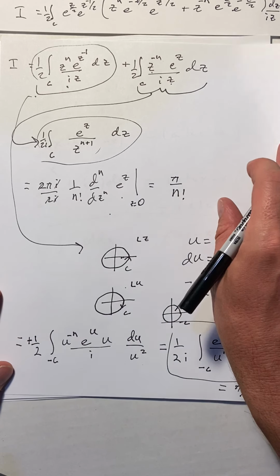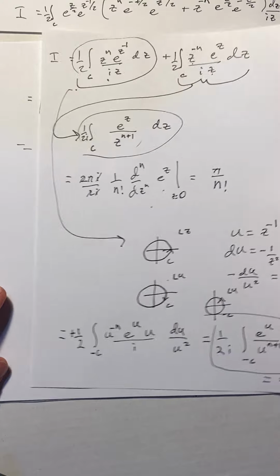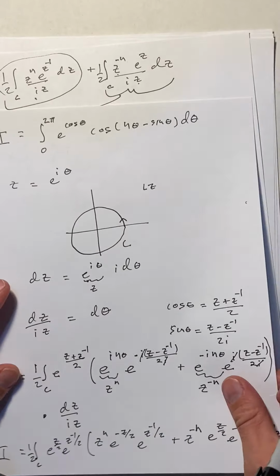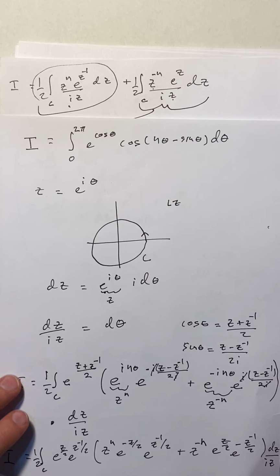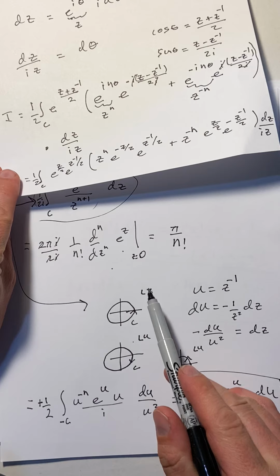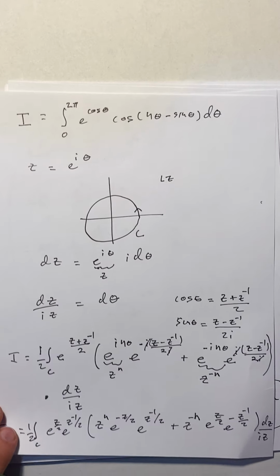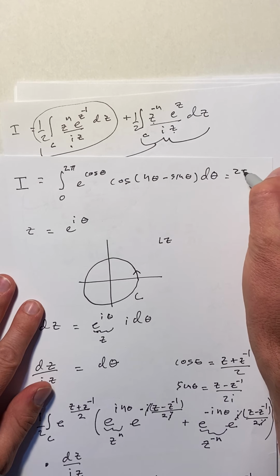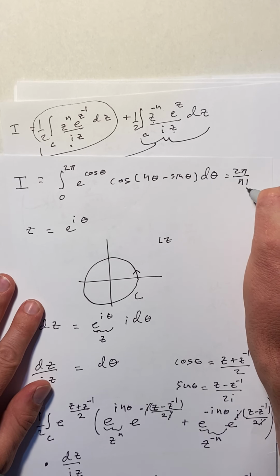So the final result of everything is that this I here is the pi over n factorial plus this pi over n factorial, or this I is 2 pi over n factorial.